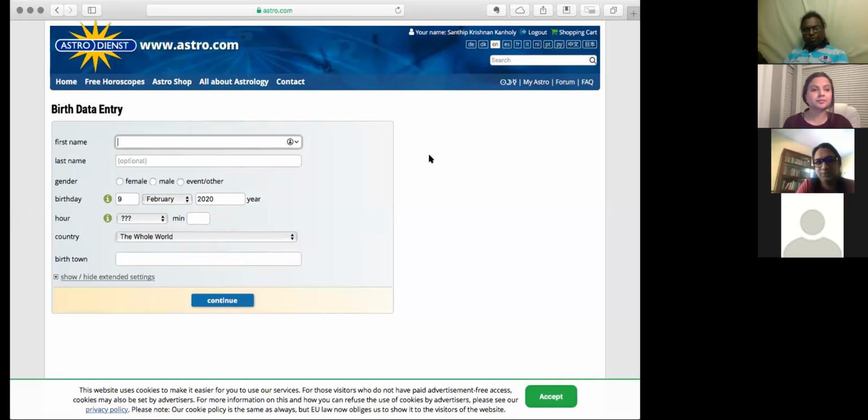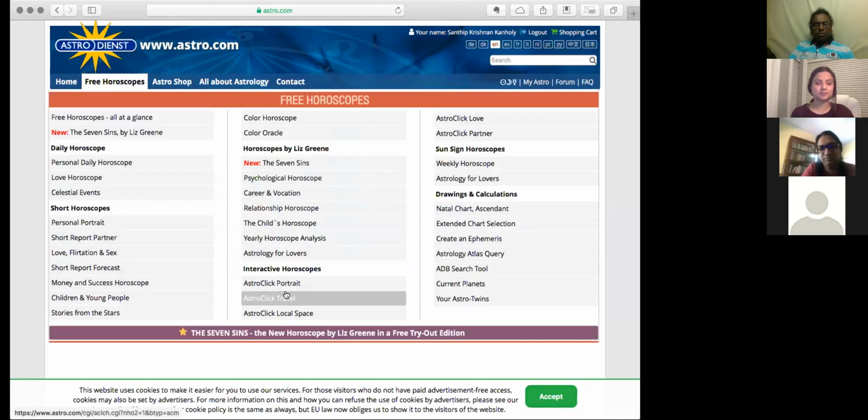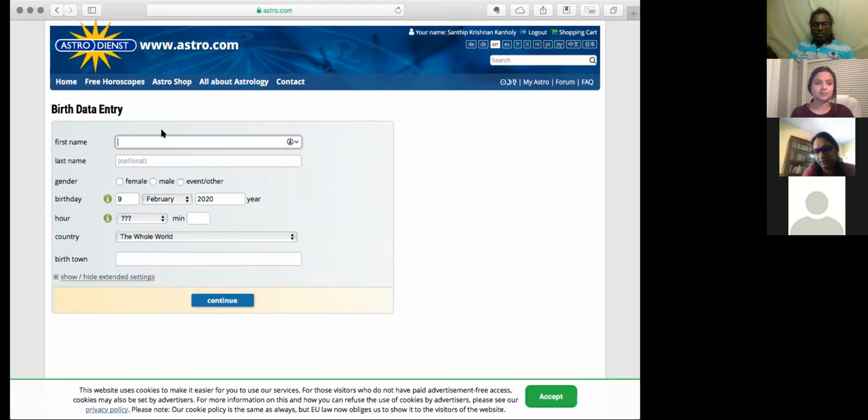What I'll do is show the simplest, easiest way to look at an astrocartography chart. I'll share my screen from my laptop. There is a website called astro.com that offers a free astrocartography chart, and that's the easiest way to make one. You go to astro.com, go to free horoscopes, and choose AstroClick Travel. Then I'm editing a new chart here.